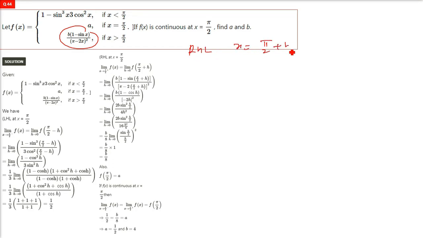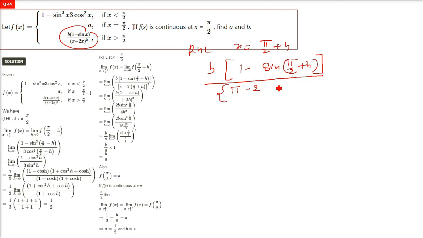Coming to the right hand limit, it's x equals pi by 2 plus h. b into 1 minus sin x, so we'll use pi by 2 plus h here. And in the denominator we have pi minus 2x whole square. So in place of x, pi minus 2 into pi by 2 plus h we are going to use here, and this is whole square. I just replaced x with pi by 2 plus h.